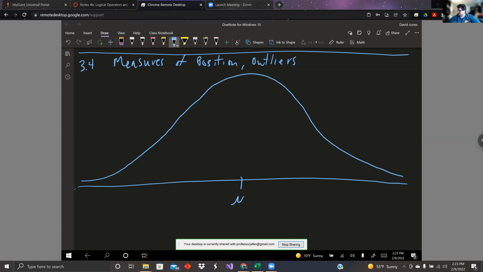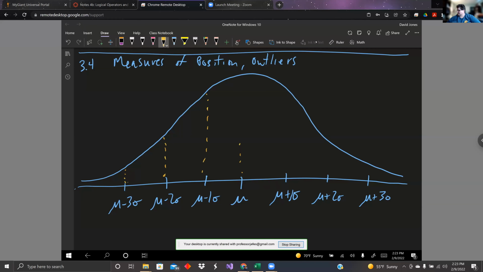So the mean goes in the middle. Then we have mu plus 1 sigma, mu plus 2 sigmas, mu plus 3 sigmas, mu minus 1 sigma, mu minus 2 sigmas, and mu minus 3 sigmas. And if we do little dots to separate the regions, pretend those are straight lines. Oh, I like the different colors going together. That looks pretty good.